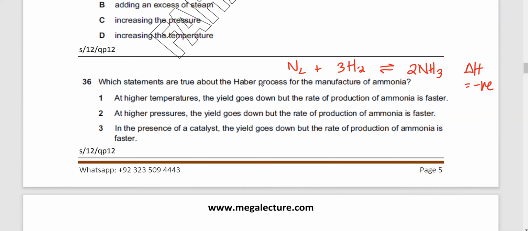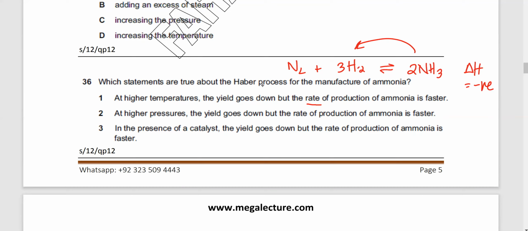Is the first statement correct? No. The yield goes down. The yield does go down. It's going to go backward, right? But the rate of production of ammonia, is that going to be faster or slower? It's going to be faster because they bump into each other more because they have more energy.